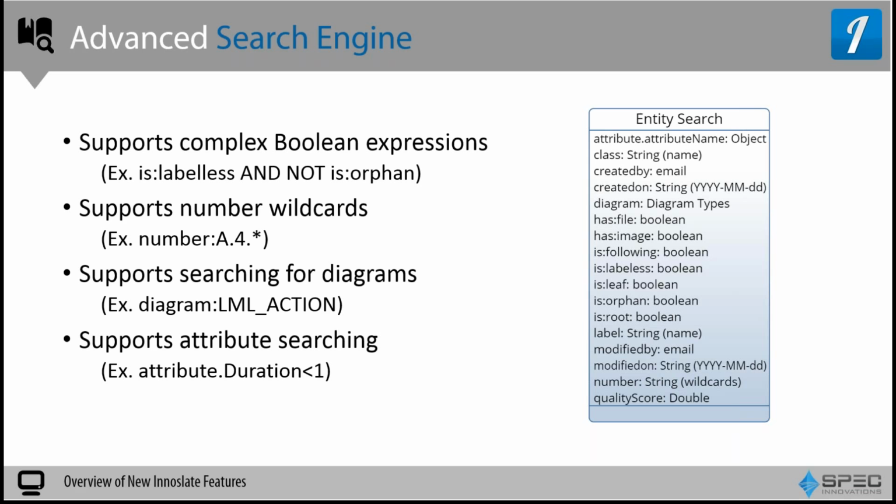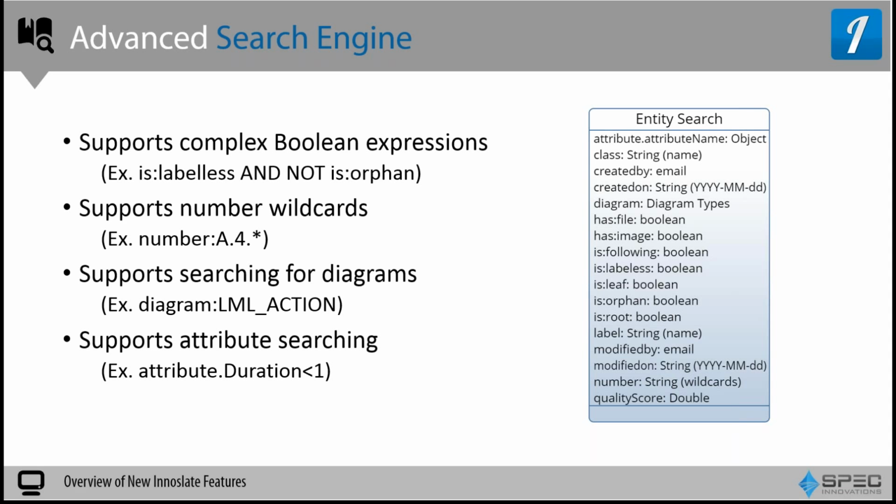We support searching for diagrams, so you can search for things like diagram : LML_action, and that will find for you all your action diagrams. So right from within the search, you can search for any of your diagram types and know what entities you define diagrams for. We also support attribute searching, so you can do things like equality, greater than, and less than. So in this example, attribute.duration less than 1 will find any action where its duration is less than 1 hour. For duration, our base unit is hours. And so it's a very powerful way to do new queries.